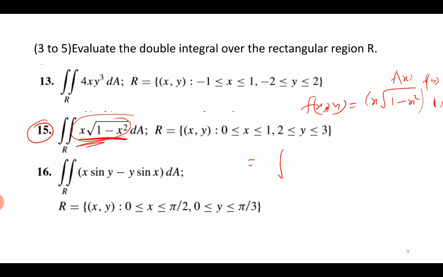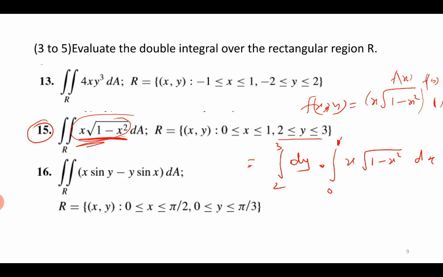The limit of y is 2 to 3, 1 times dy, into the limit of x is 0 to 1. So this is x times square root of 1 minus x squared dx. That's a multiplication of two integrations now, isn't it? If the function is separable and independent.